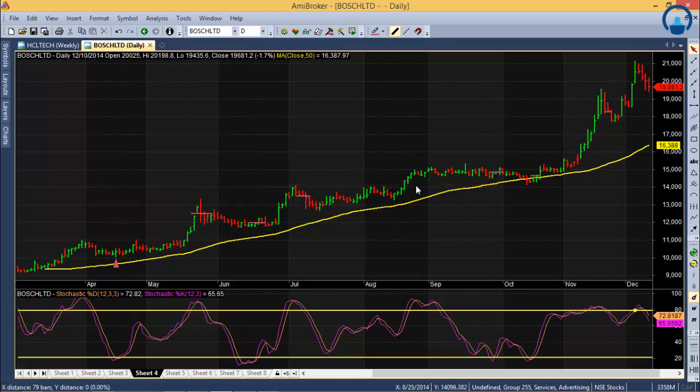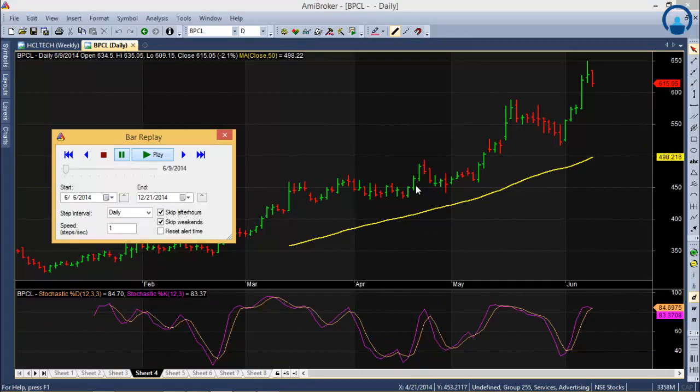In our next example, following is a chart of VPCL, and as of the current bar you can see the 50-day moving average is the yellow thick line plotted on the price chart, and in the lower panel you can see a stochastic oscillator with 12, 3, 3 as its settings. Our idea is still the same. If the 50-day moving average is moving upwards, we will look to buy into the trade once the stochastic oscillator reaches the oversold zone, and sell only when it reaches the overbought zone. Let's go ahead and add some bars.